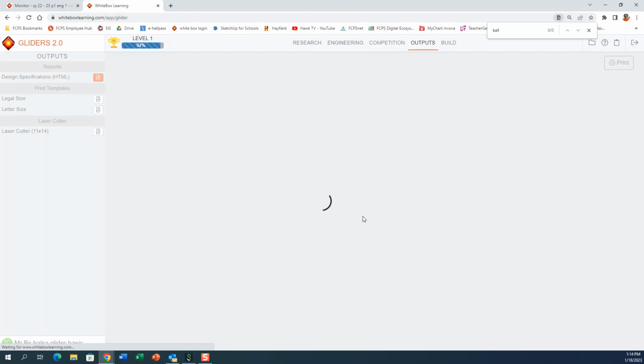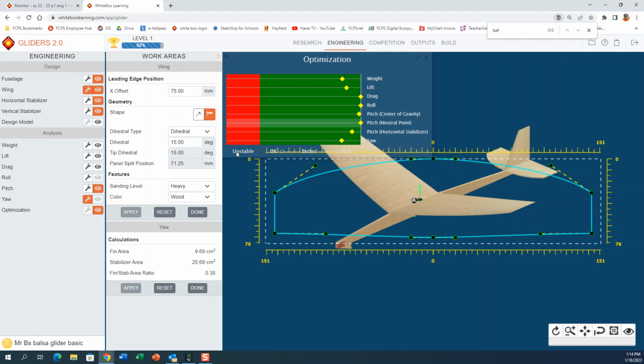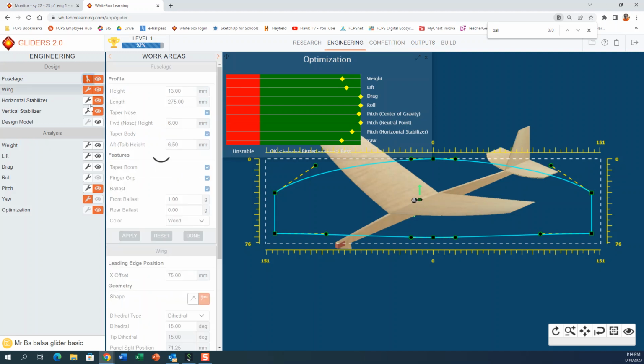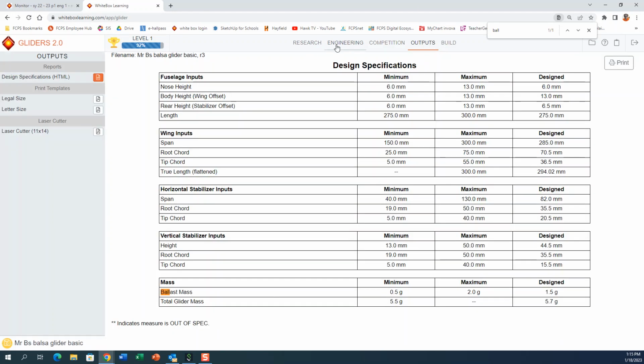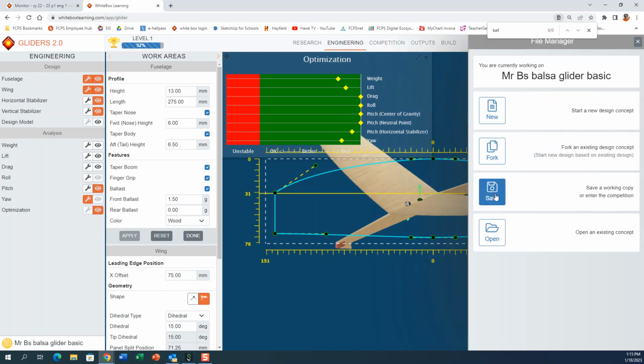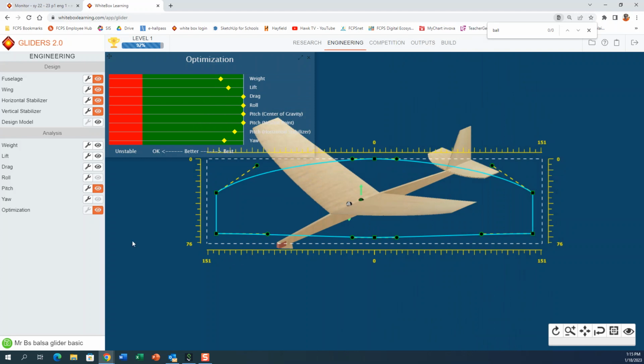I'm still a little bit too light. Oh, you know what? Remember how I got rid of the ballast? What if we add just a little ballast? You get the idea. I'm seriously going to stop now. Okay. Should be in spec now. Yeah. So I would go back here. I would save this. I would enter competition again and see how we do. All right. You get the idea.